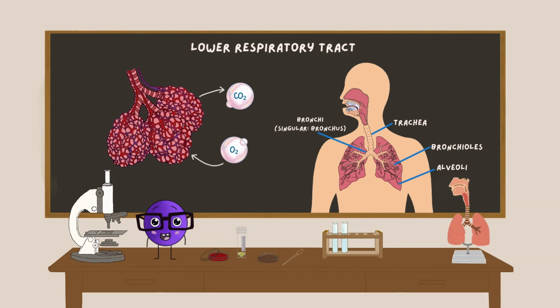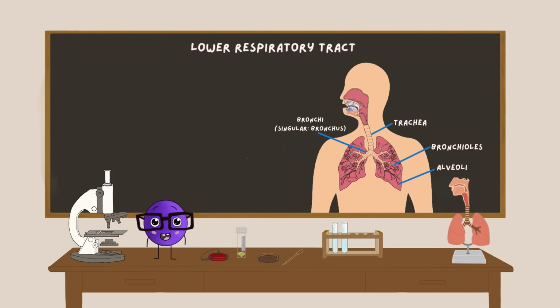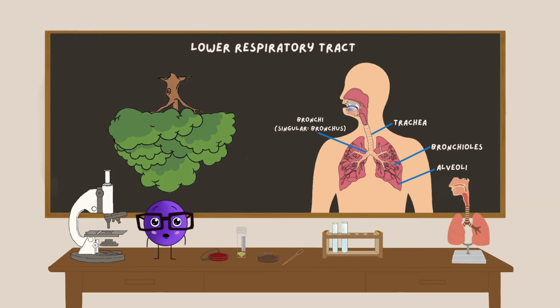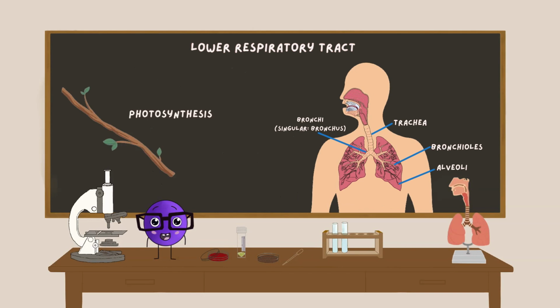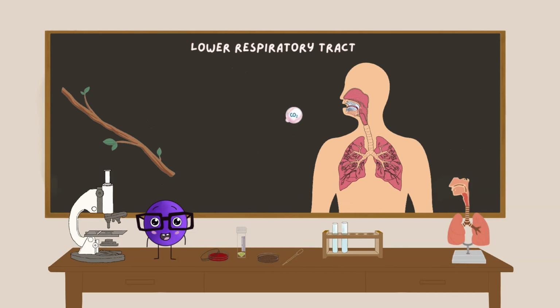To help remember this, picture the respiratory tract as an upside down tree. The trunk represents the trachea, the branches symbolize the bronchi and bronchioles, and the leaves correspond to the alveoli. Now, the key part to focus on are the leaves. Remember the word photosynthesis from biology class? It's the process where leaves take in carbon dioxide and release oxygen. Now, think of the opposite. This is what our lungs do. They take in oxygen and release carbon dioxide.